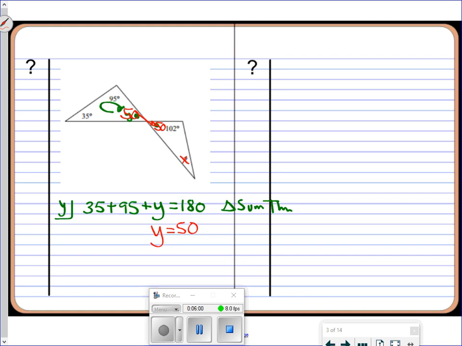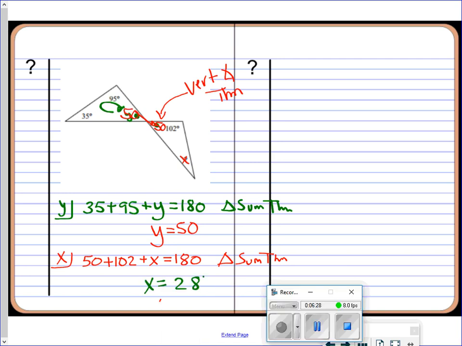Okay, so now I'm looking for x. So let's see, I have 50 for that one angle plus the 102 plus the x equals 180 degrees. Again, triangle sum theorem. Let me go ahead and put the vertical angle theorem here. Vertical angle theorem. Okay, that's why I can move that over there. And now I'm just going to solve for x. And if I did my work right, I got x equals 28.